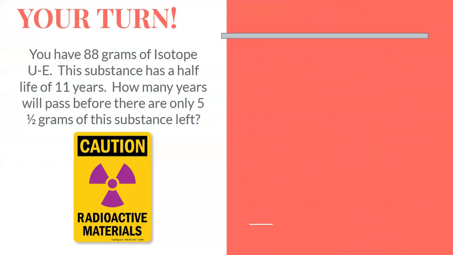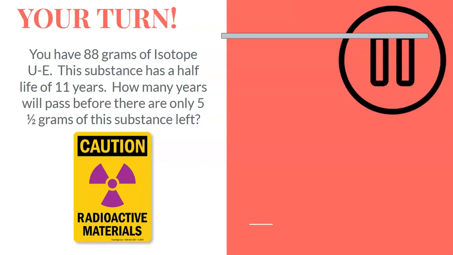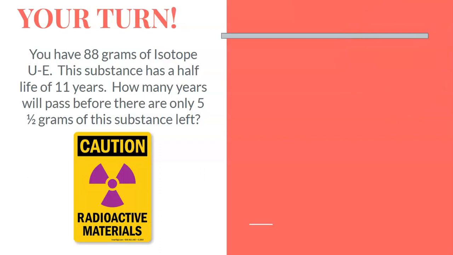All right, it's your turn. I think you're ready. So you have 88 grams of isotope UE. This substance has a half-life of 11 years. How many years will pass before there are only 5.5 grams of this substance left? So remember, you're going to set up that table and you're going to solve. So I'm going to pause and you can begin. All right, let's see how you did.